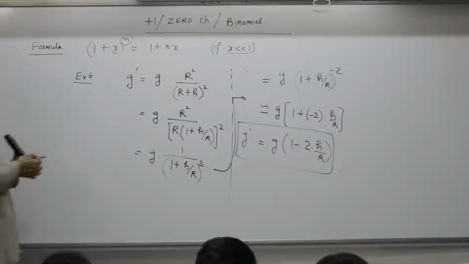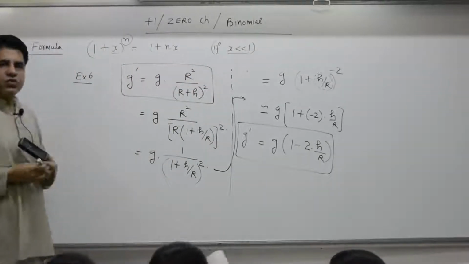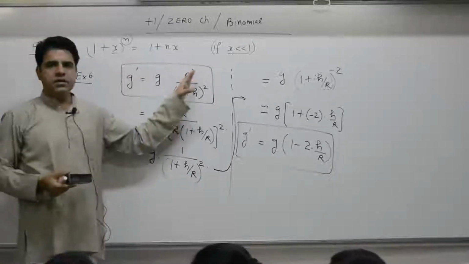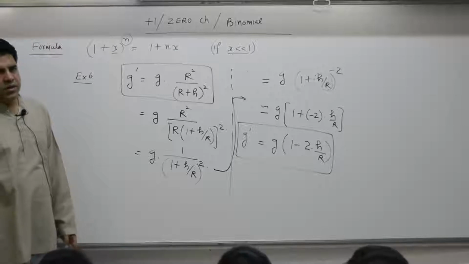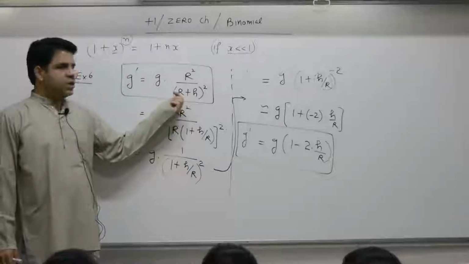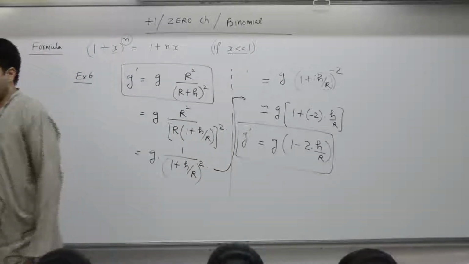This is the exact expression to be covered in chapter number 6. Nothing to worry. किस तरह आ गया? To be proved in chapter number 6. But if h is very small in comparison to R, you can directly reach to this conclusion: 1 minus 2h by R.